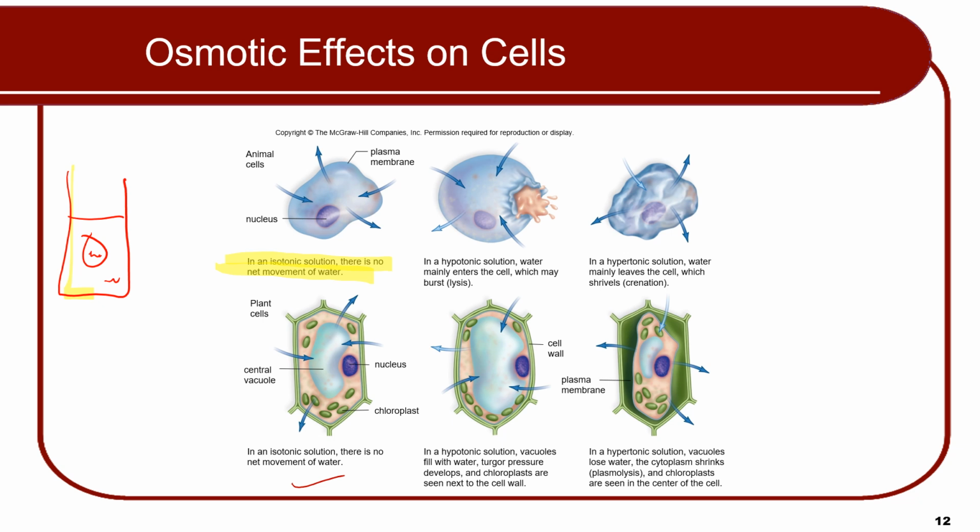However, if you put a cell in what's called a hypotonic solution, there's more water outside of the cell than inside of the cell. So what does water do? It goes from where there's more to where there's less. So water will move into the cell, and it can continue moving in. If it doesn't reach equilibrium, our cells can actually burst open.